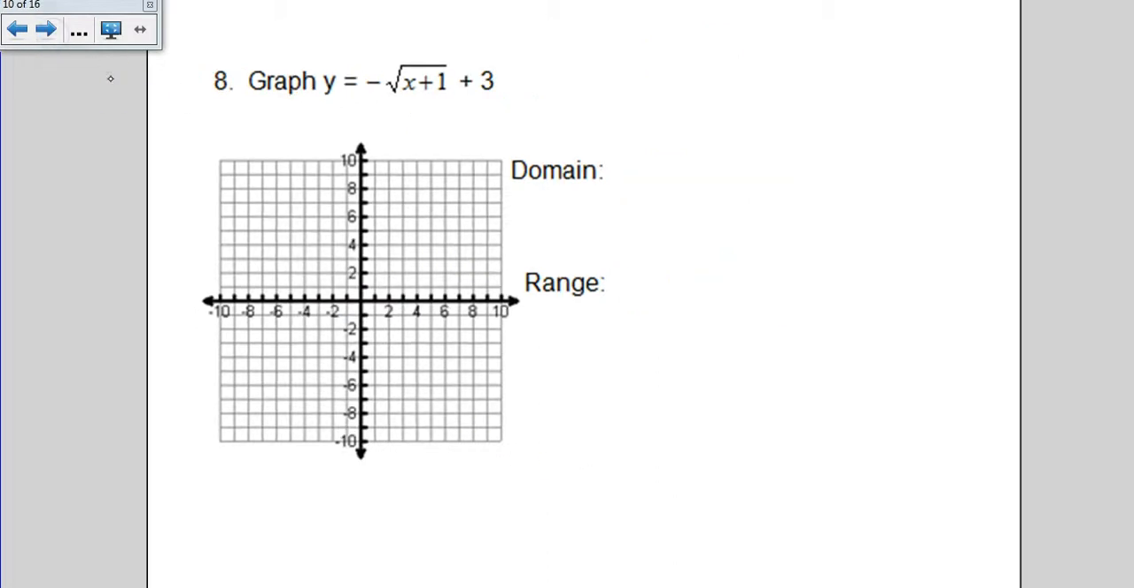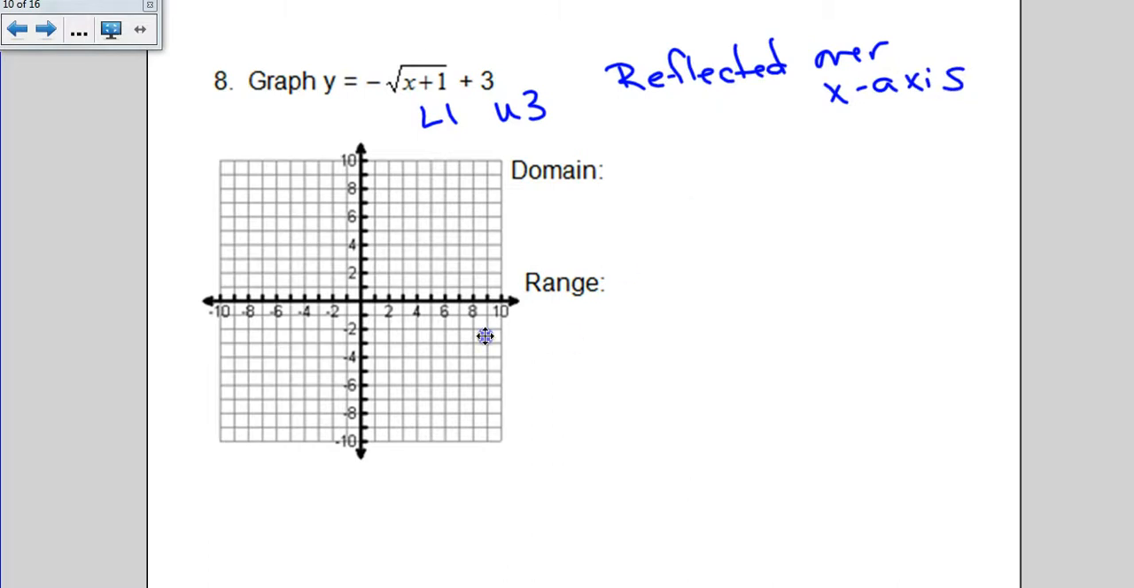Okay, our next example has been shifted left 1 unit, up 3 units, and because he has a negative in front, he was reflected over the x-axis, so he's going to be flipped upside down. So instead of being at 0, 0, he was shifted left 1 and then up 3, and then instead of climbing up and to the right, he's actually going to climb down to the right. So again, I fudged the graph. If you want more accurate points, you're going to have to go to your table.